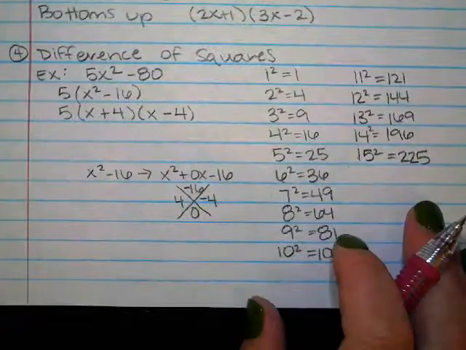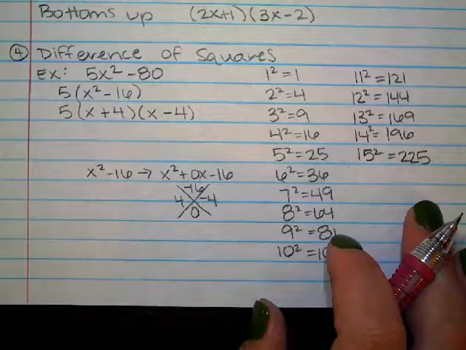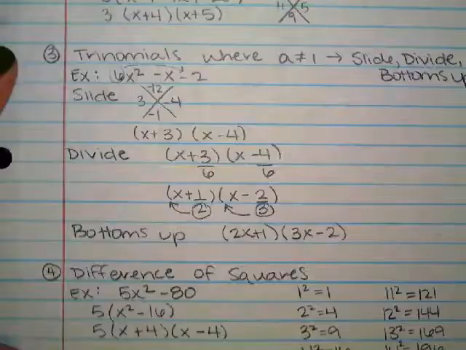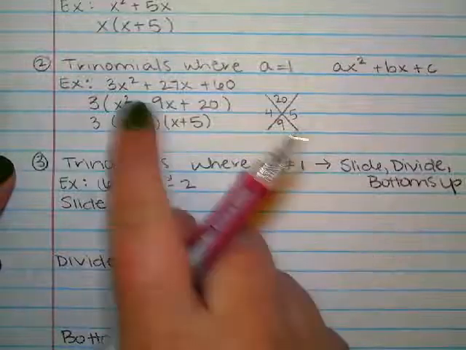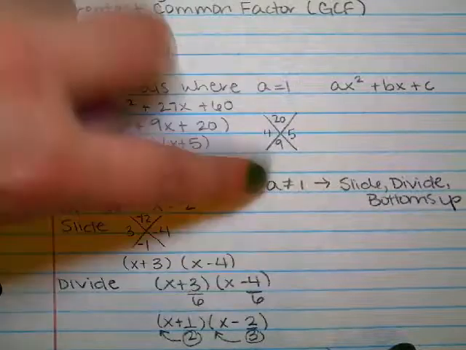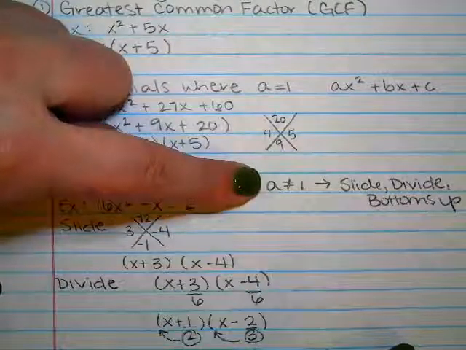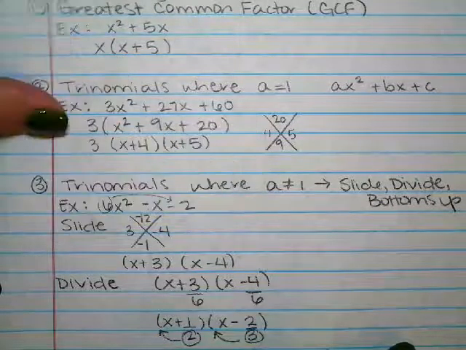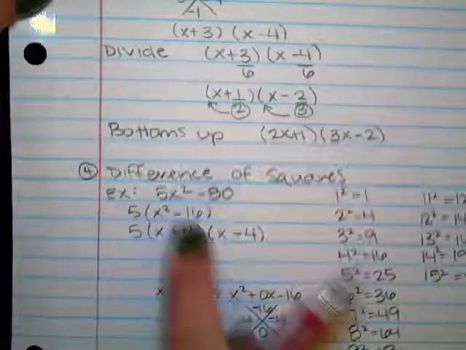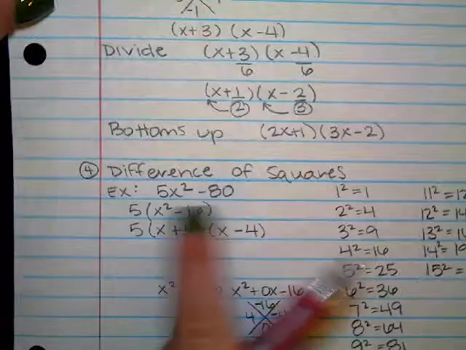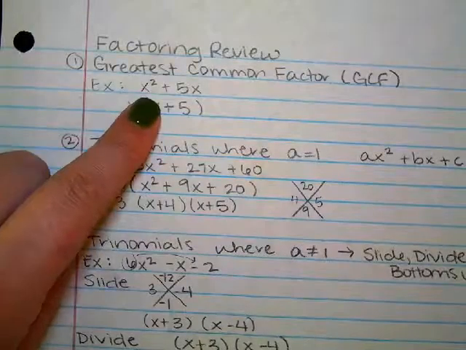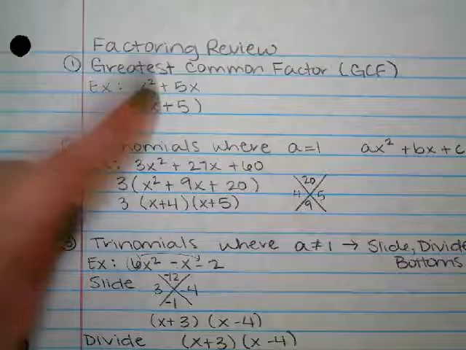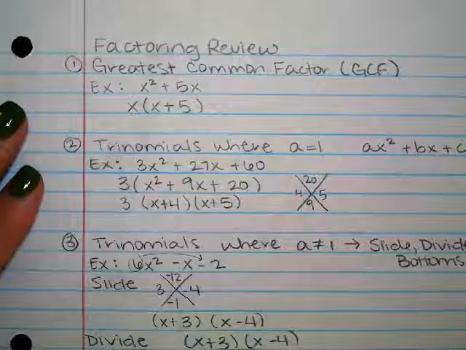All right, so these are the three different types of factoring we have. We have trinomials, where you have three terms, one, two, three terms. Either the a could be 1 or the a could not be 1, and you have a slide divide problem. We have where the problem is two terms, and it's a difference of squares problem. And then we have GCF, which we really ought to be checking for every single factoring problem. Any factoring problem we ever do, we should always check for the GCF.